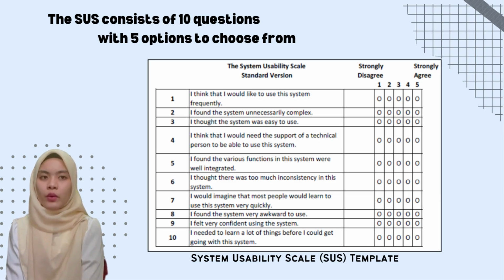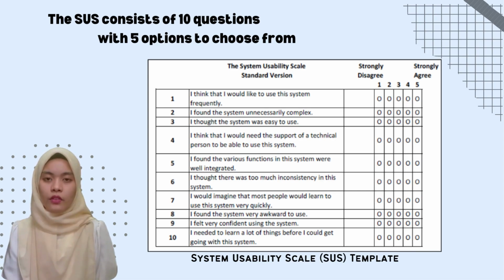The following 10 questions form up the system usability scale, which can be answered on a 5-point scale ranking from strongly disagree to strongly agree. Figure shows the sample of system usability scale questions that we created by using Google Form.